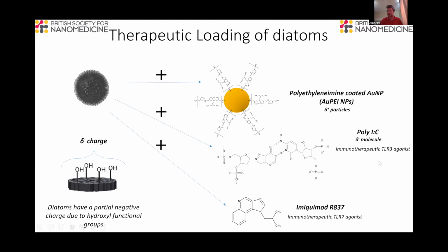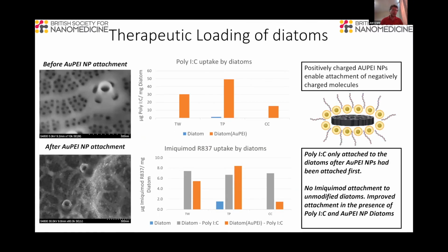They are toll-like receptor agonists, so they can help initiate an immune response as well. So we've been trying to do sort of multi-layer loading. We first began by attaching the gold nanoparticles onto the diatoms, and then from there we went on to attach the poly-IC, with the thinking that the negatively charged molecule will attach to the positively charged molecule. This thinking turned out to be correct.